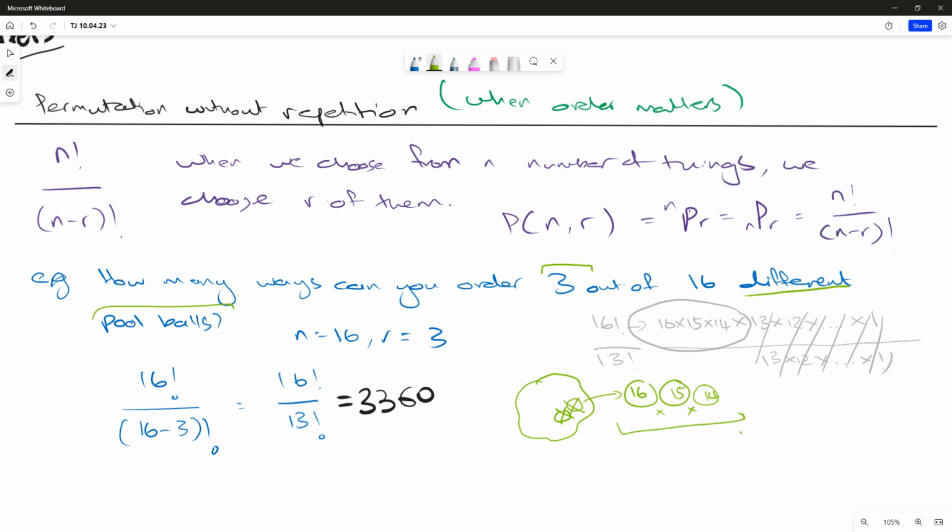It would be that. The other option would be if you put it back and there is repetition, then that would be 16 times 16 times 16, which is 16 cubed, if you had to order it putting it back, which was the previous with repetition example. Different means without repetition.